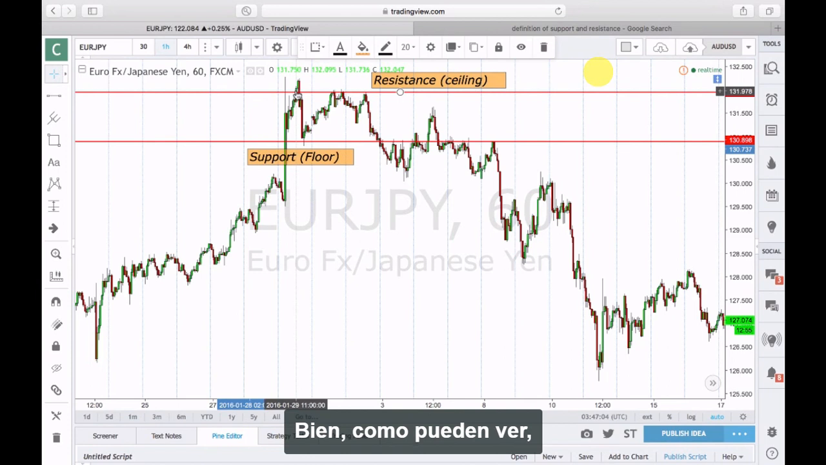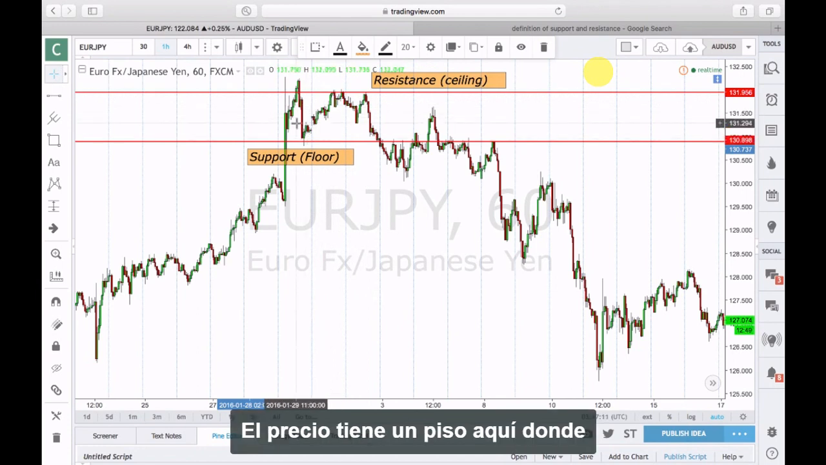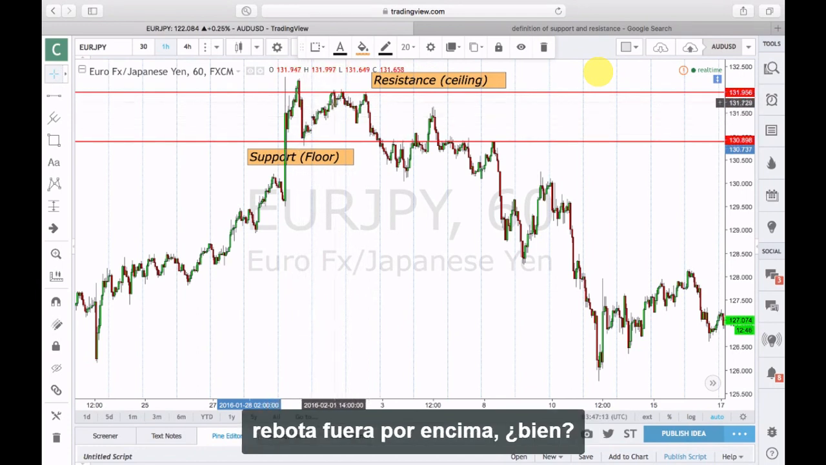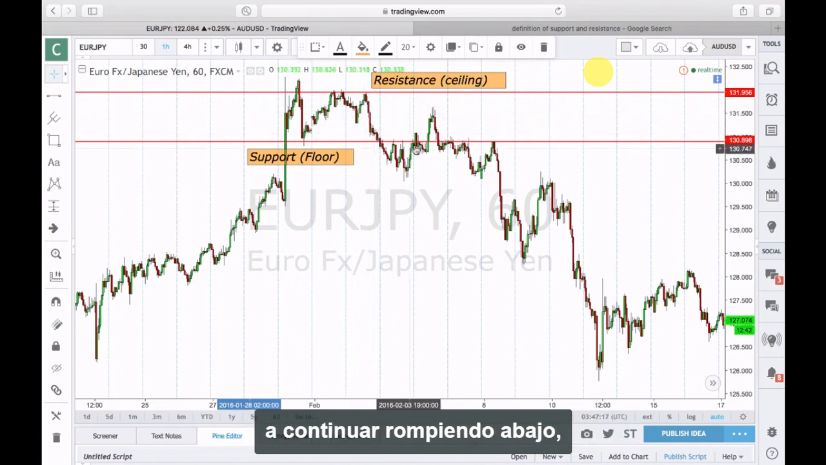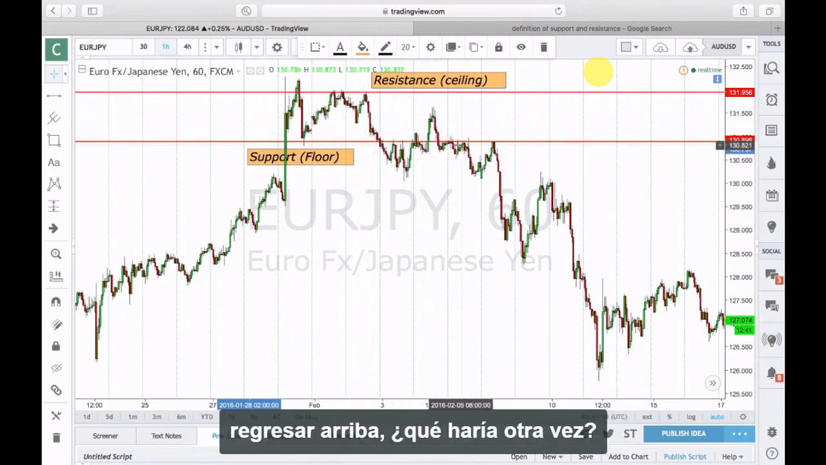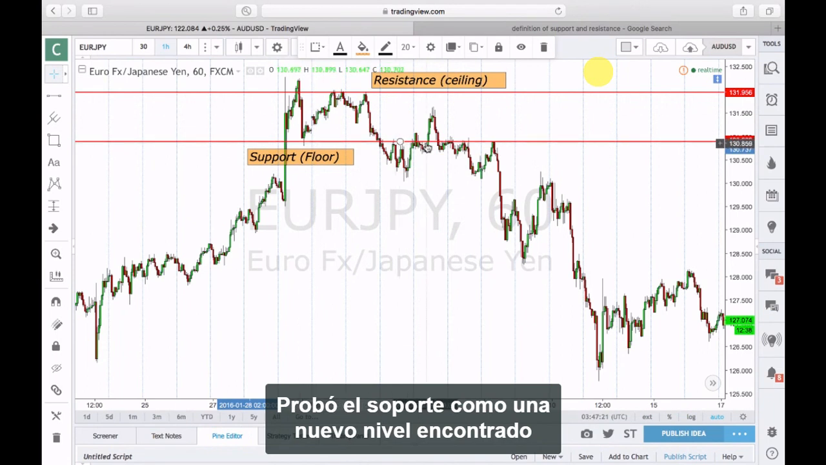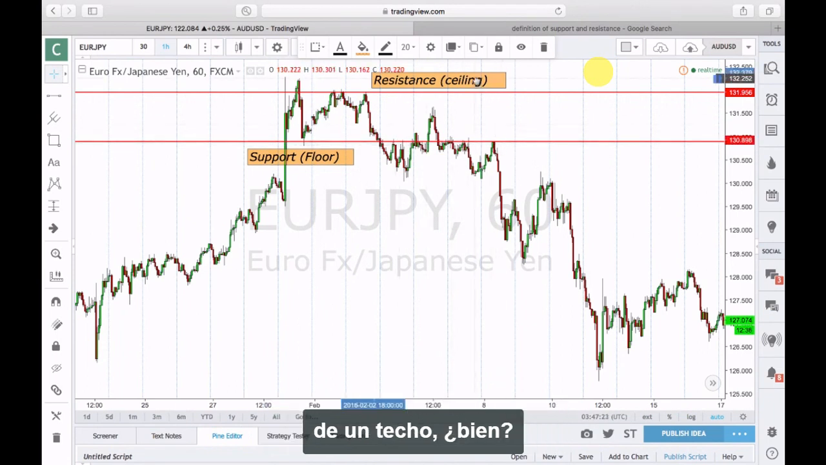As you can see in an example here, this is resistance. I'm looking for multiple areas where price is touching. Touch, touch, touch, touch, a ceiling. Price had a floor here where it bounced off above it, and then price continued to break below and come back above. What did it do again? It tested the support as a newfound ceiling.